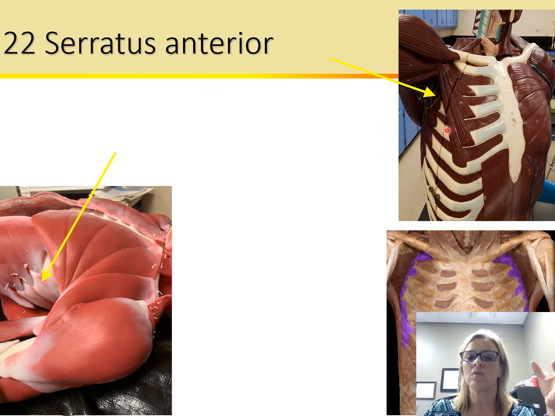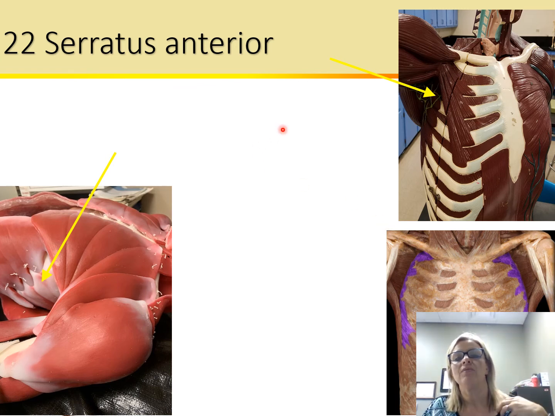And then right here on this model, which we don't have this exact model, but we have one that is similar. And so this is going to draw the scapula forward, and the inferior ones are going to rotate the scapula superior. So it's a large fan-shaped muscle, it kind of has that look like a sawtooth on the lateral aspects of your thorax here.